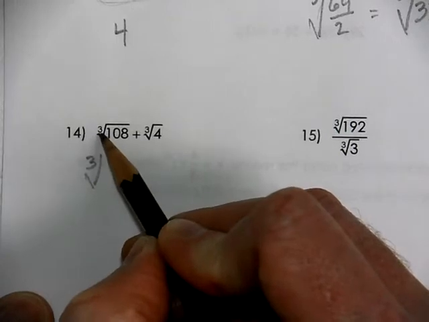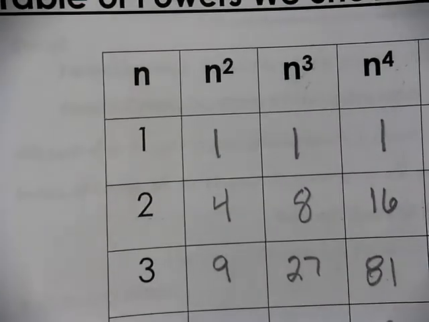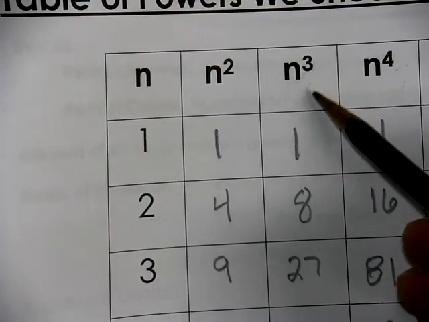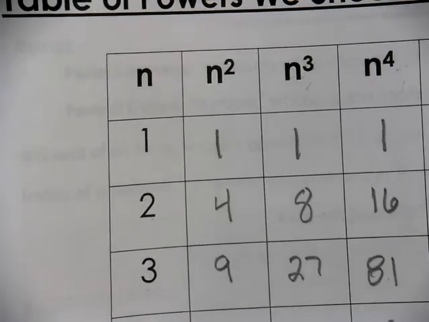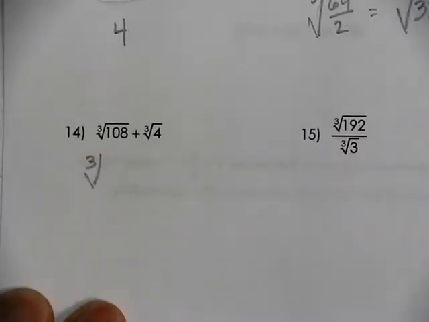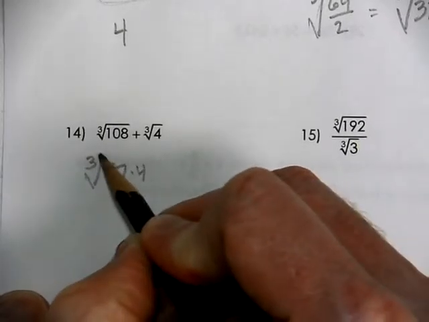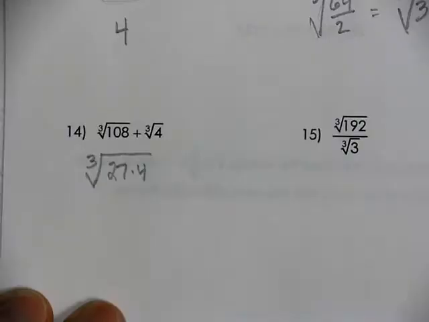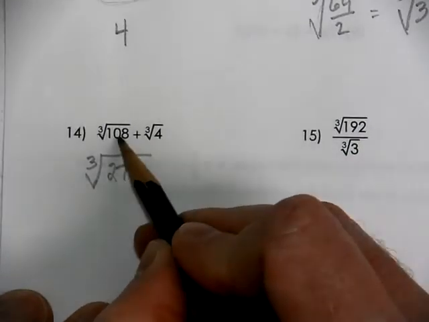So we're talking about cube roots. So that means you want to look under the cube column again, and you work your way down. You get to 27. Well, 27 times 4 that makes 108.